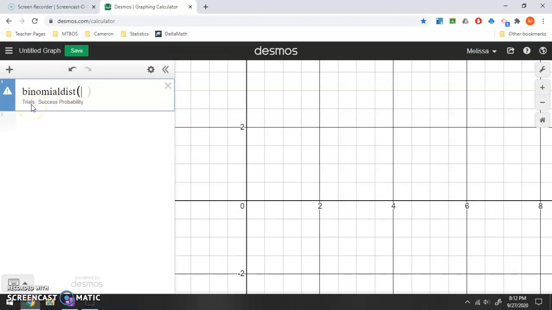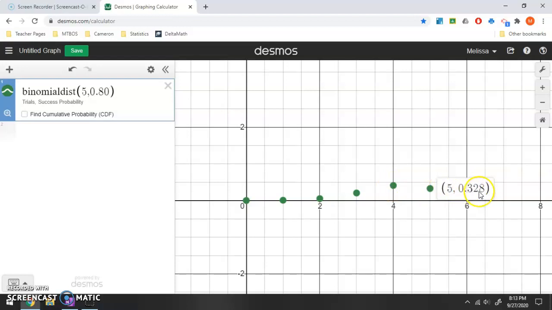So how many trials are we doing? Well, we are shooting 5 free throws. All right, and the probability of success, well, we have a probability of success of 80%, 0.80. All right, and if you click these, I'm actually going to warn you it's not as accurate, but the probability of making all five is right around 33%, so 0.328. Probability of making four is 0.41, 41%. Probability of making 3 is 0.205, and you can calculate the others.